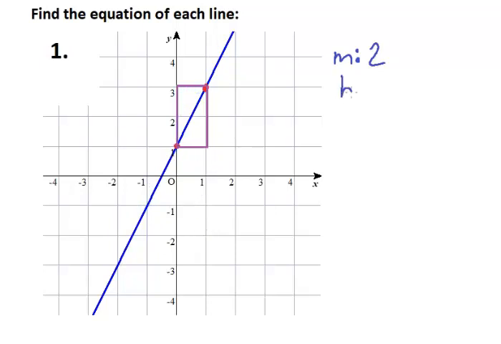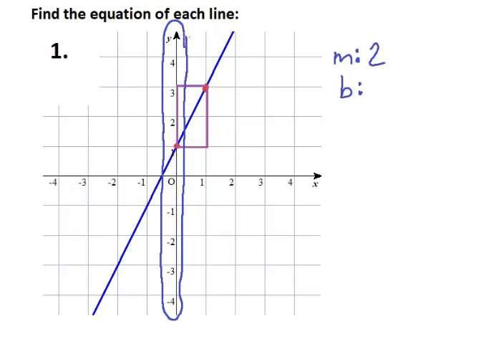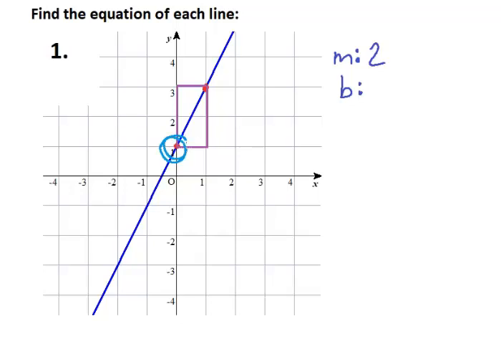Next number we need to find is b. What is b? b is the vertical mark by which the line is passing. In this case, this line is passing by this vertical mark, which is 1. So b in this case would be 1. Now that I know m and b, the process is very simple. I just need to write the answer.